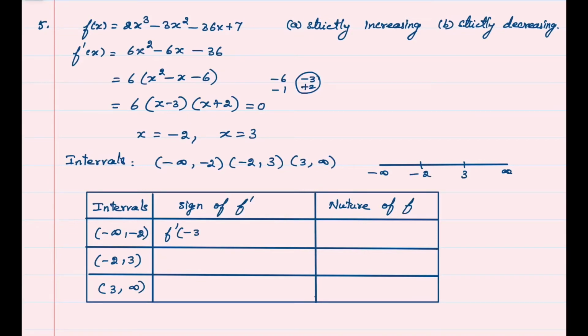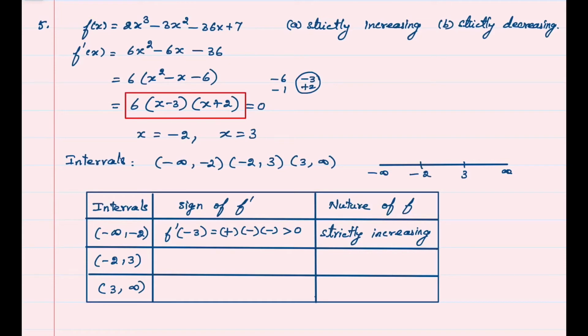We will take minus 3 and let us substitute this value in the factorization step. So it will be easy for us to decide the sign if we substitute in the factorization step. No calculation is required. 6 is positive. X minus 3, minus 3 minus 3 is minus 6, which is negative, and the next bracket, minus 3 plus 2 is minus 1, that is also negative. So minus into minus becomes plus. Therefore, the answer is greater than 0. So we conclude that the function is strictly increasing in this interval.